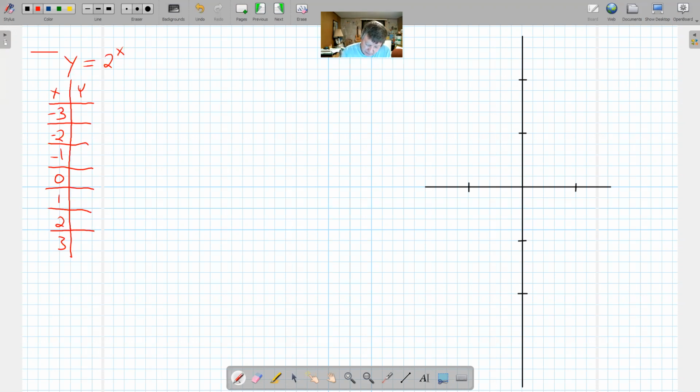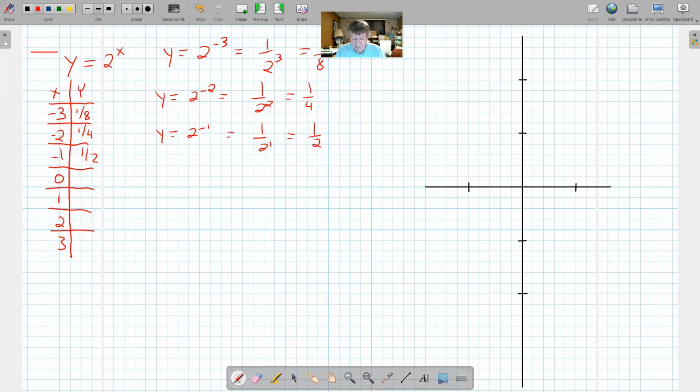If x is -3, y equals 2 to the -3 power. Recall that we can rewrite a term with a negative exponent by writing it as 1 over that same base to a positive exponent, which becomes 1 over 8, or 1/8. Y equals 2 to the -2 power would be 1 over 2 to the +2 power, or 1/4. Y equals 2 to the -1 power is 1 over 2 to the +1 power, or 1/2.